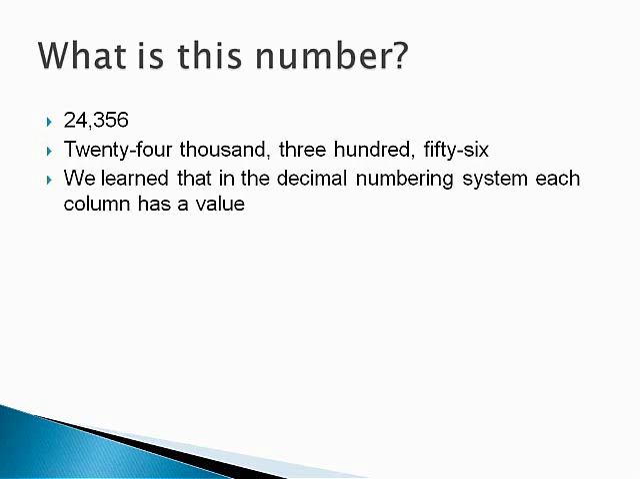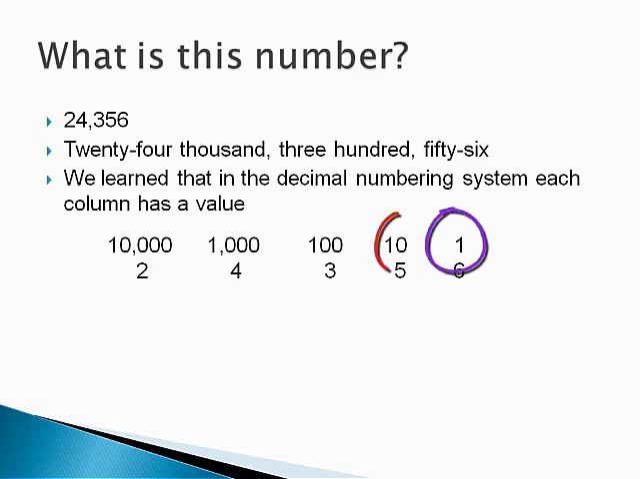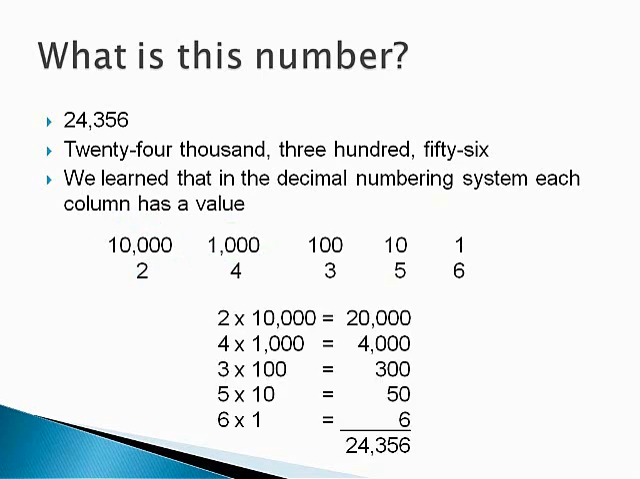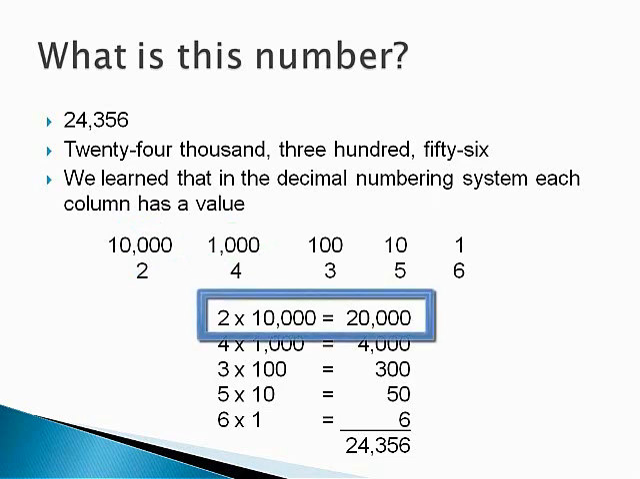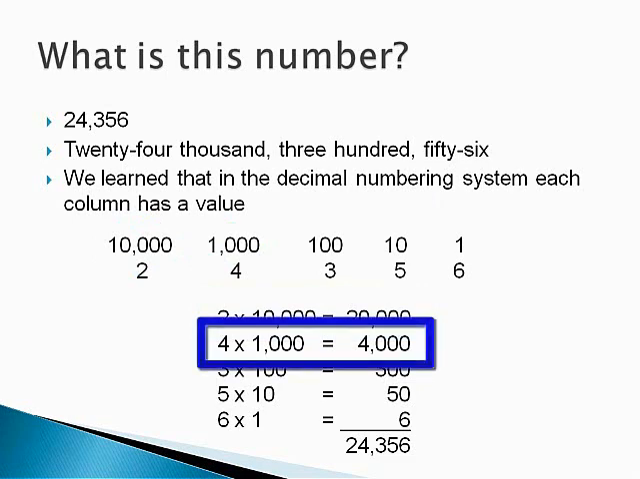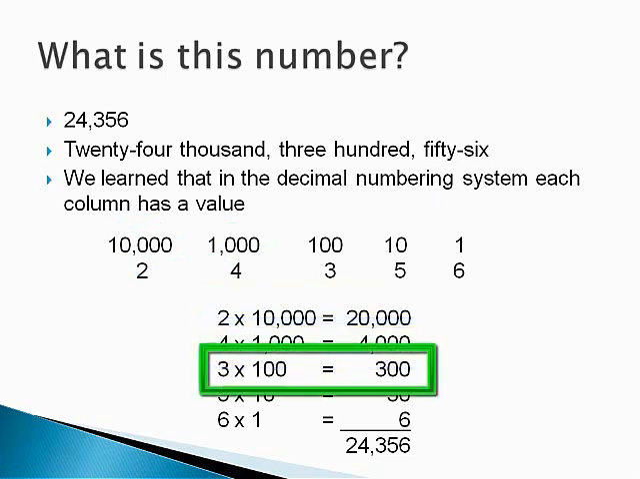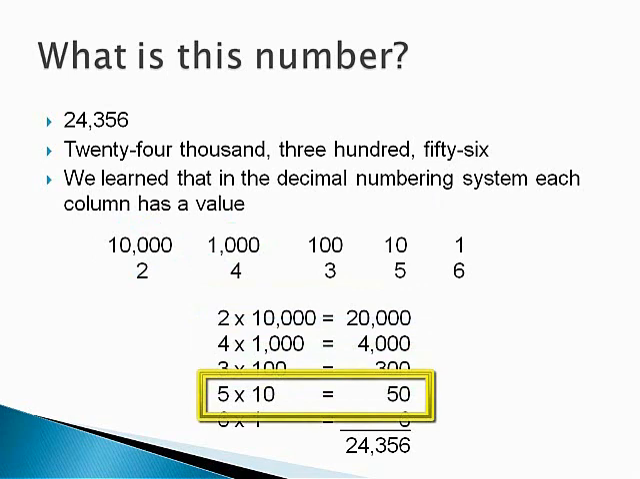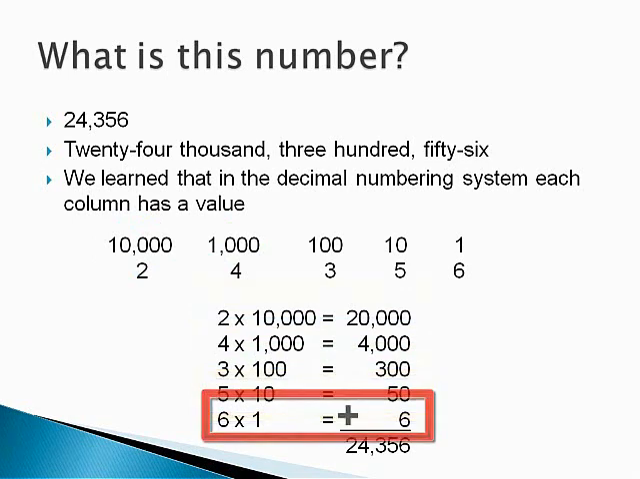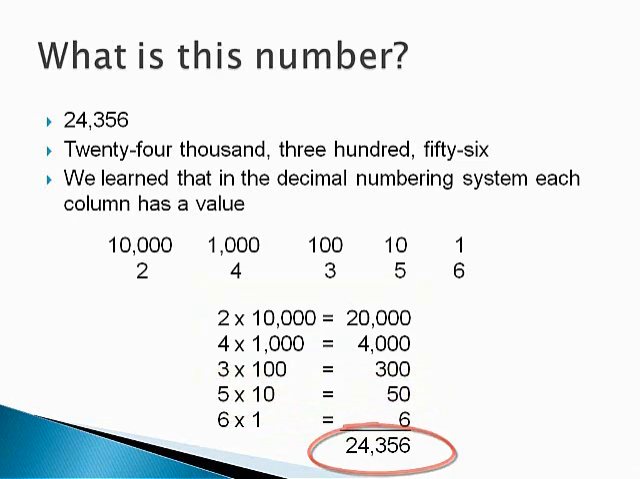We learned that in the decimal numbering system, each column has a particular value. We have the ones column, the tens column, the 100s column, the thousands column, and the 10,000s column, and it goes on from there. We take the number under each column value and multiply it by that value. 2 under the 10,000, so 2 times 10,000 equals 20,000. 4 times 1,000 equals 4,000. 3 times 100 equals 300. 5 times 10 equals 50. 6 times 1 equals 6. We add all those numbers up, and lo and behold, 24,356.